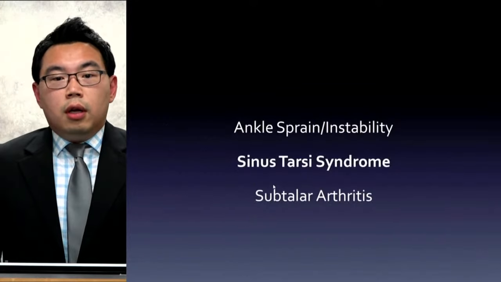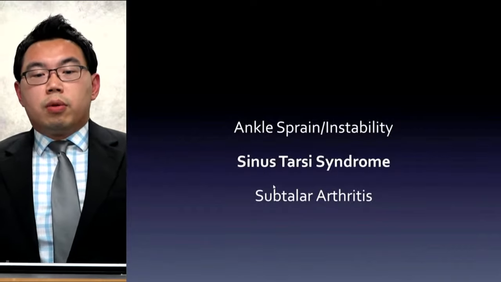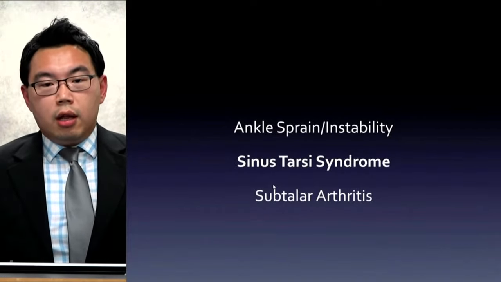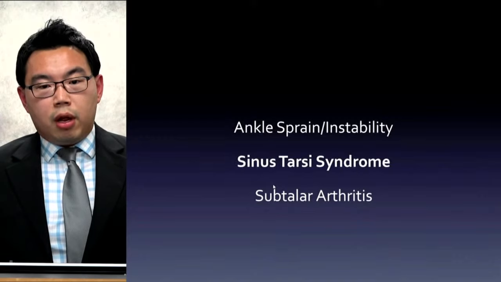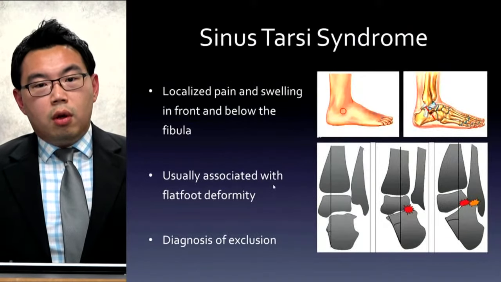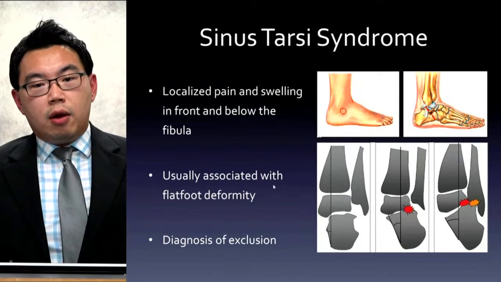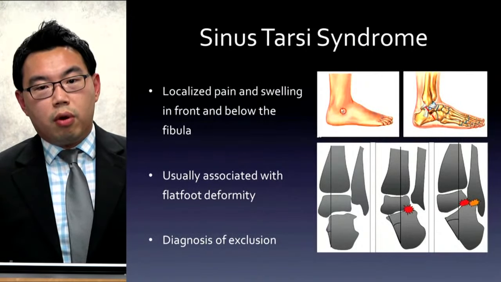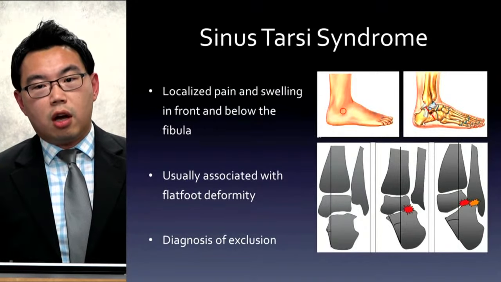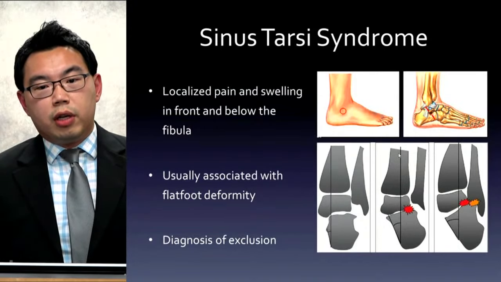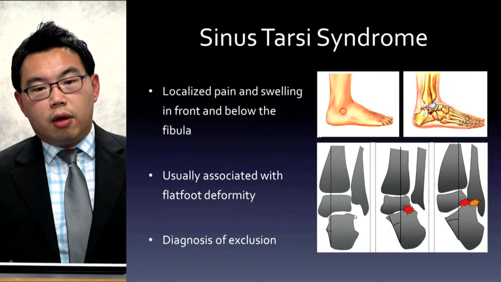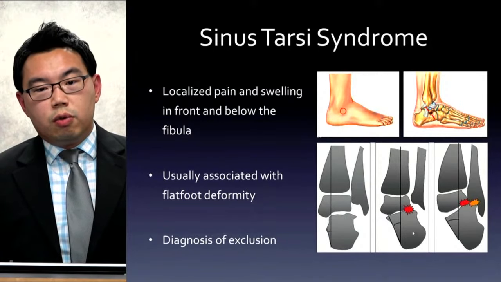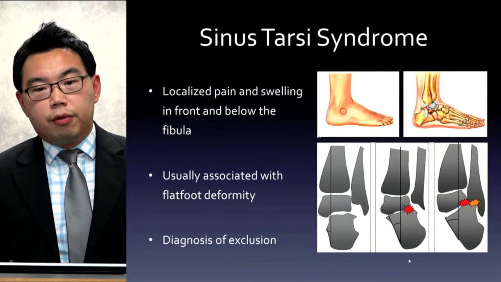And then sinus tarsi syndrome is also a common thing I see in the clinic, where a patient complains of pain on the outer side of their ankle. What that means is you have pain right where that red circle is, right in front of that pointy bone in your body. You see this space is occupied by the articulation between the talus, which is here, the fibula, and the calcaneus.